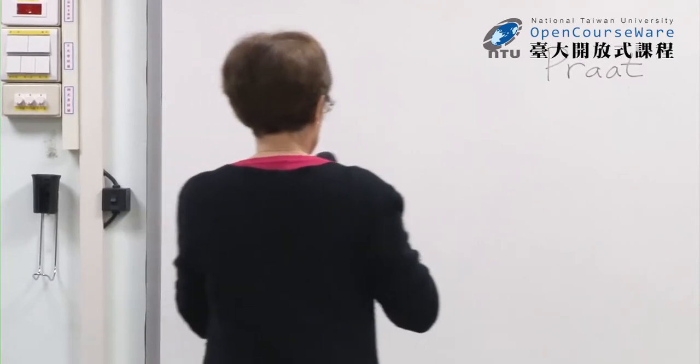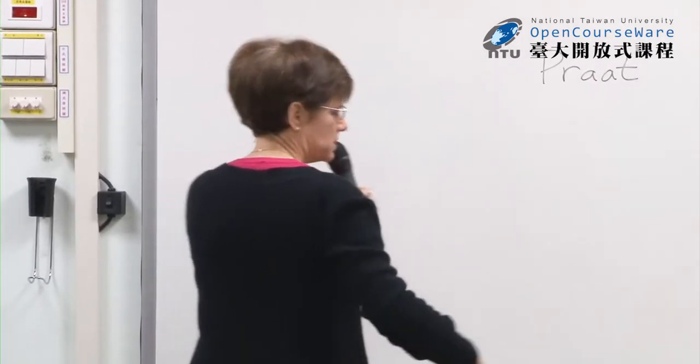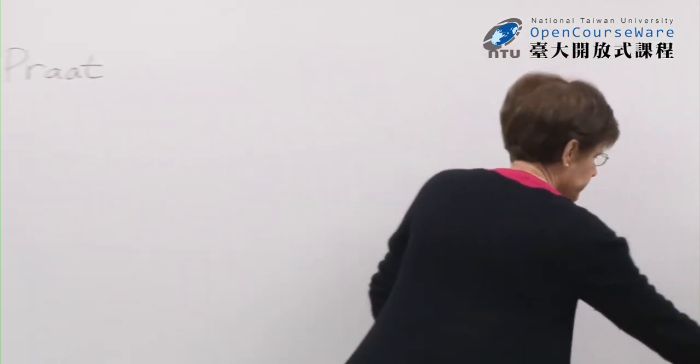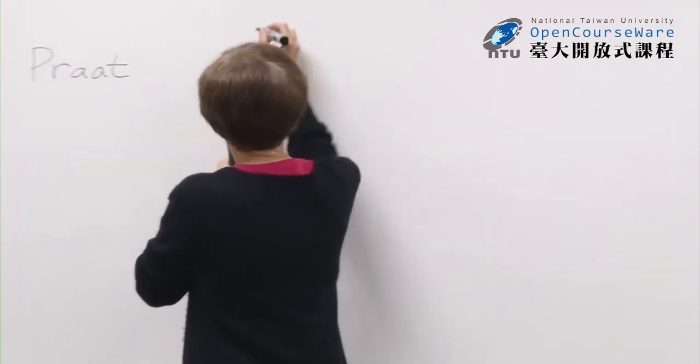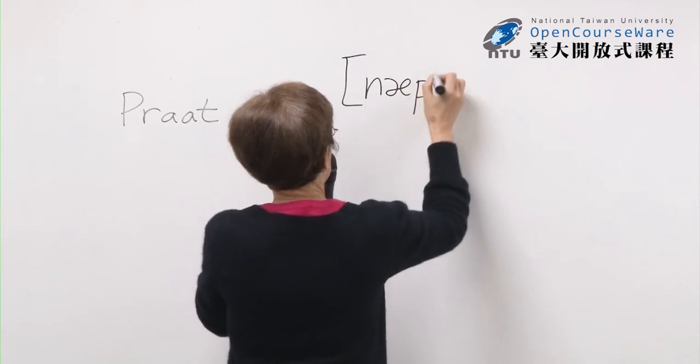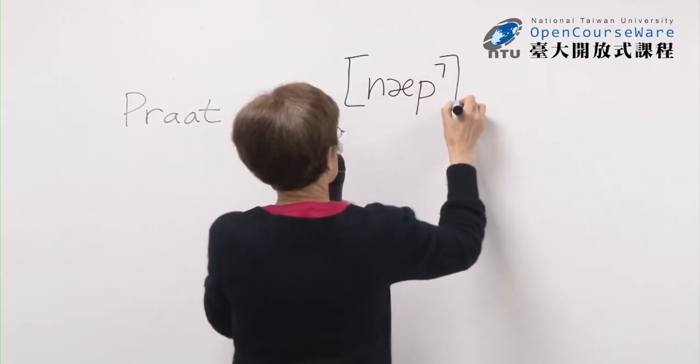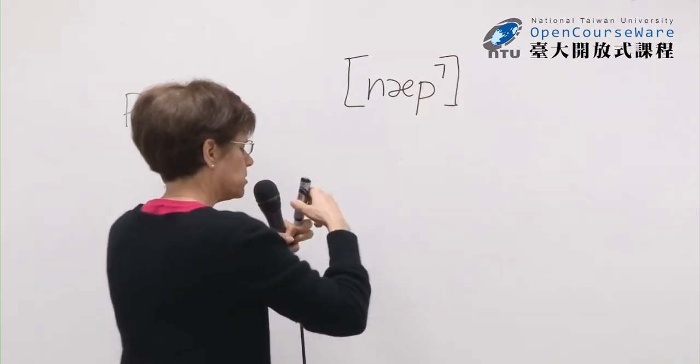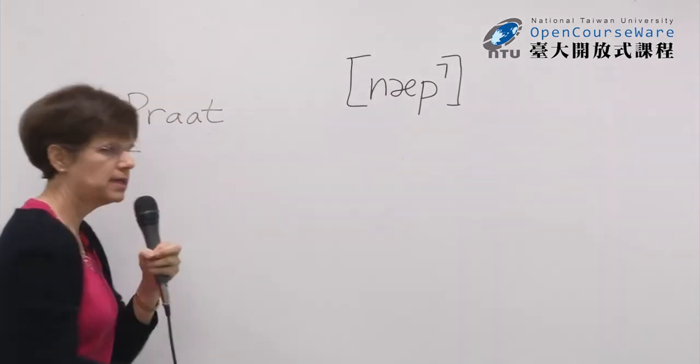We usually don't though, right? And if it's unreleased, we use what kind of a symbol? It's a little corner, right? I guess we've got a pen here. If it's unreleased, we have this unreleased symbol. It looks like the upper right-hand corner of a square. That means it's unreleased. Nap, nap.